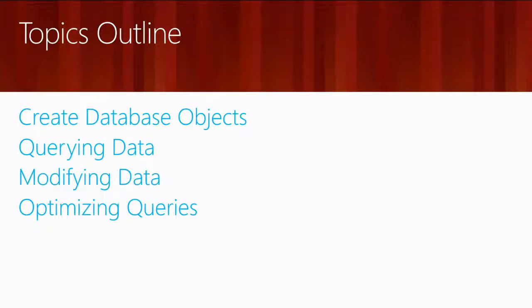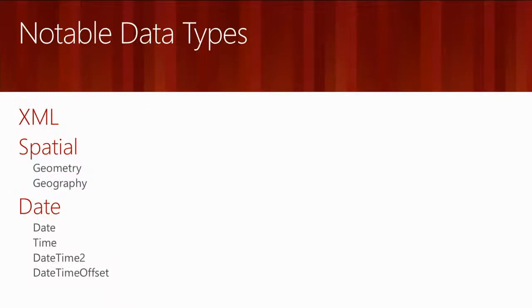My topics outline is going to be based off of that outline that we just saw: database objects, querying data, modifying, and then finally, last but not least, optimizing. First and foremost is some of the different data types. Now again, I'm not going to go through every last little data type.